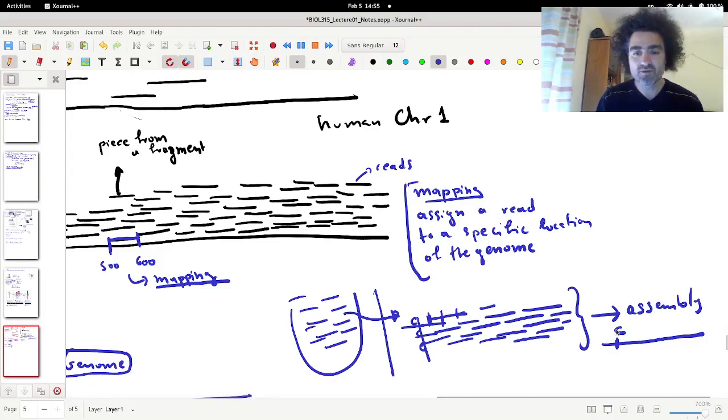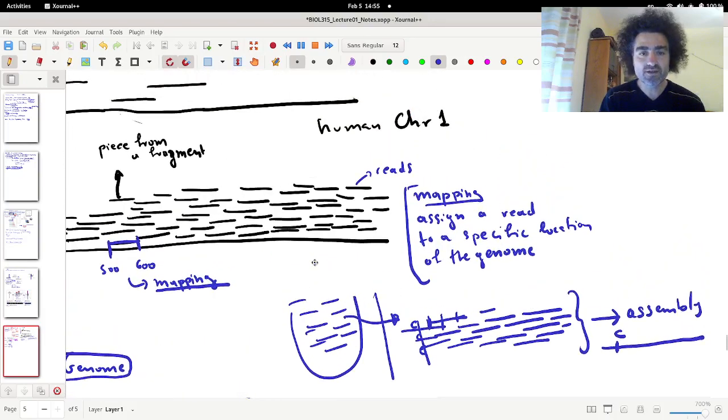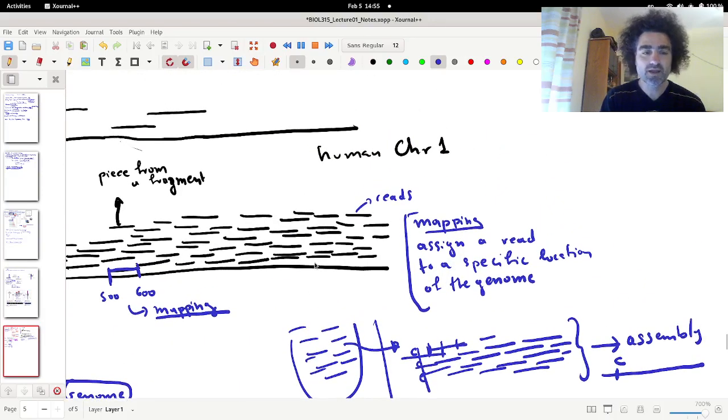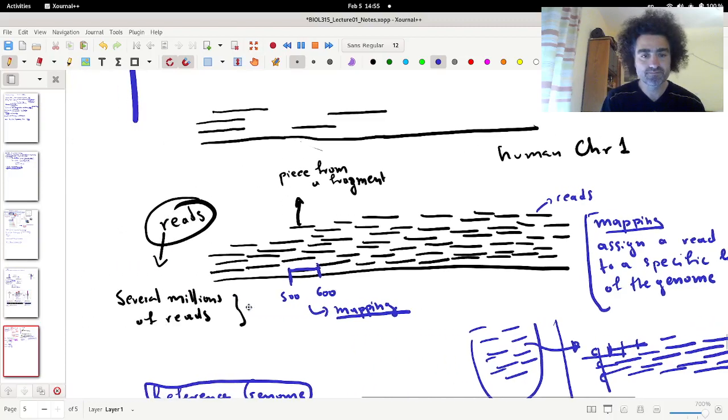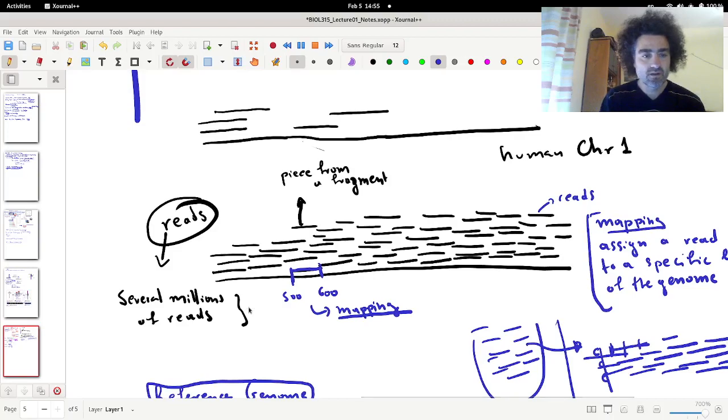Okay, I mentioned that just to give some terminology here. So for us at the moment, the important thing is what is a fragment, what is a read, what is a single-end read, and what is a paired-end read. And what is mapping, which is the process of assigning reads to the locations, the positions of a genome, which we call a reference genome.